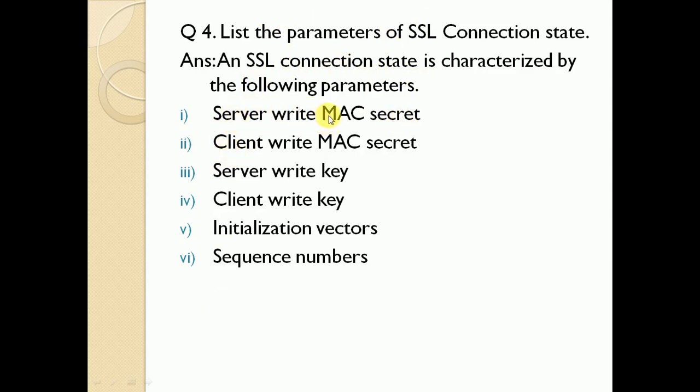The server write MAC secret is the first parameter. What does it indicate? The secret key used in calculating the MAC, message authentication code, value for data sent by the server. The next parameter is the client write MAC secret. The secret key is used in calculating the MAC value for the data sent by the client.